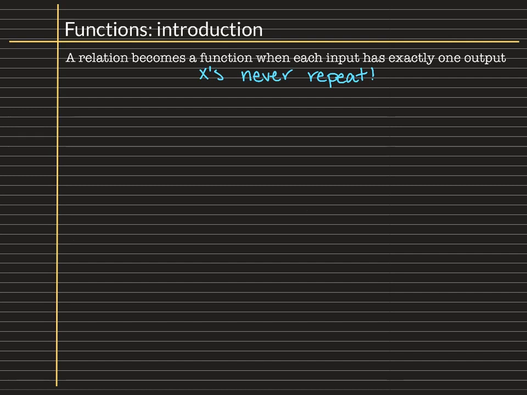So what I'm going to do to help explain this is to use an example and a counterexample. On the left side of my notes here, I'm going to give you just basic examples of relations. And then on the right side, I'm going to give you examples of what a function looks like.